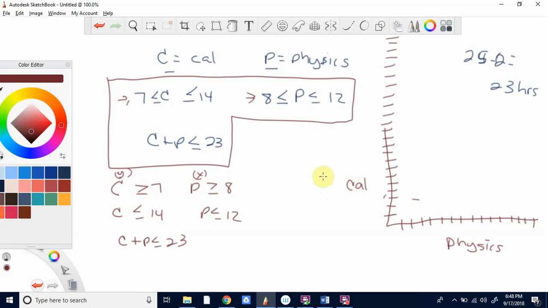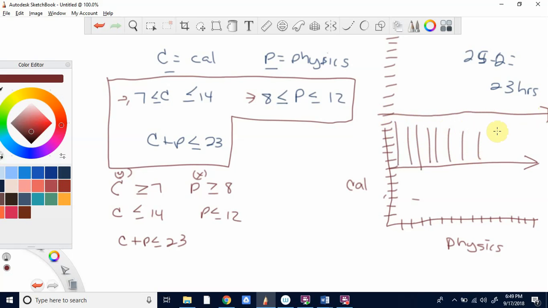So remember, when you have C equals, it's a horizontal line. So 1, 2, 3, 4, 5, 6, 7. Okay, and it's a straight line. And we know C is going to be greater, so we're going to shade above. And then C less than 14. 8, 9, 10, 11, 12, 13, 14. It's also going to be a horizontal line. So we're going to do less than 14 and greater than 7. So right now, they overlap right here.